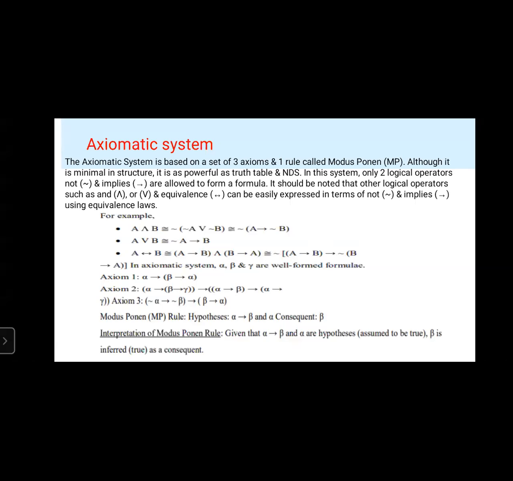Now next, the modus ponens rule, MP rule. Here the hypotheses are alpha implies beta and alpha, and the consequent is beta. Next, interpretation of the modus ponens rule: given that alpha implies beta and alpha are hypotheses, that is assumed to be true, beta is inferred true as a consequent.